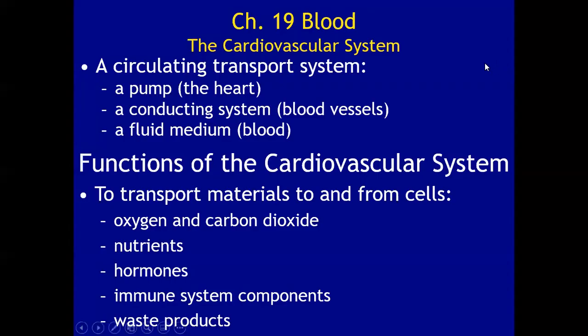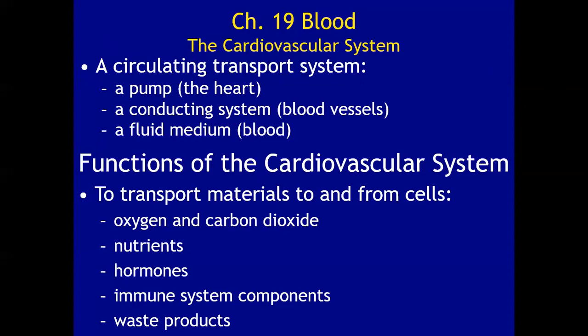Okay, so our first set of chapters that we're going to cover is going to deal with the cardiovascular system. We've got 3 chapters for this exam. It's going to start off with the blood, then we're going to move over to the heart, and we're going to finish up with all the blood vessels. Okay, so when we think about the cardiovascular system, it is just those 3 things.